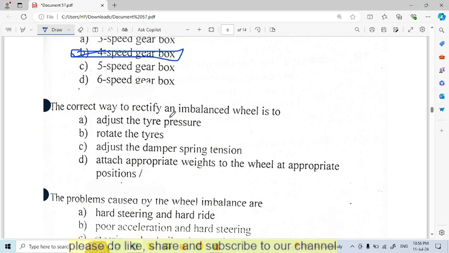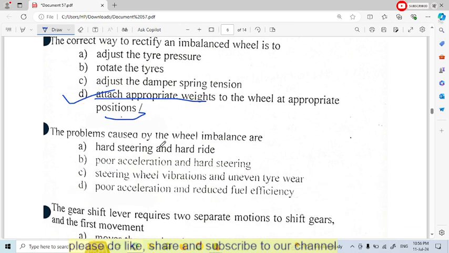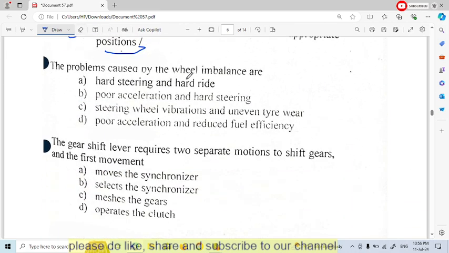The correct way to rectify an imbalanced wheel is to attach appropriate weight to the wheel at an appropriate position. This is called balancing, so option D is the correct answer. Okay. Next, the problem caused by wheel imbalance: steering wheel vibration and uneven tire wear.